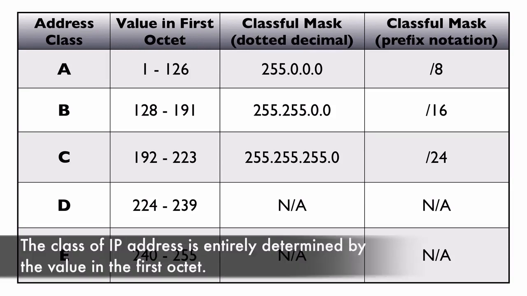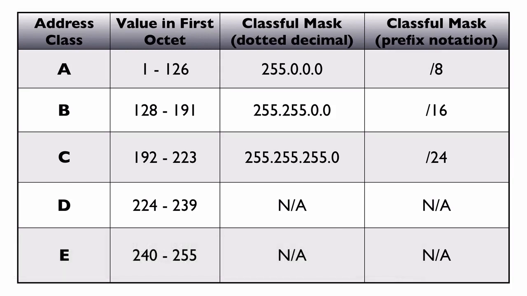The class of IP address is entirely dependent on that first octet. It doesn't matter what the subnet mask is. It doesn't matter what we have in octets 2, 3, and 4. It's entirely determined by the first octet, regardless of subnet mask length. That's a big point that many people get tripped up on.